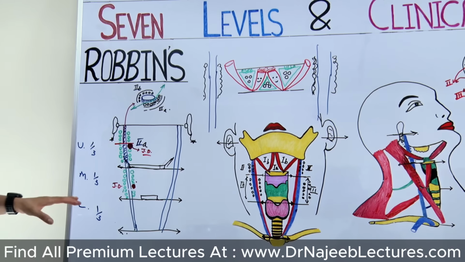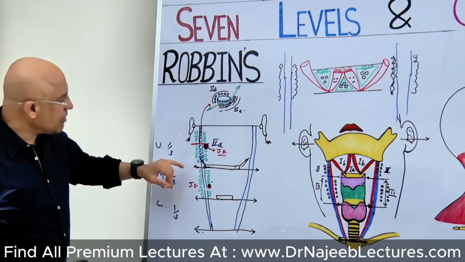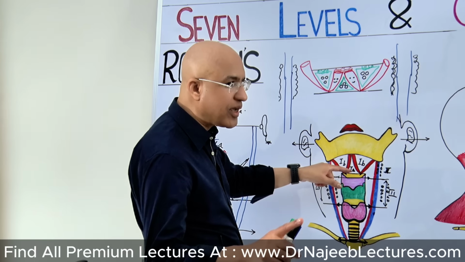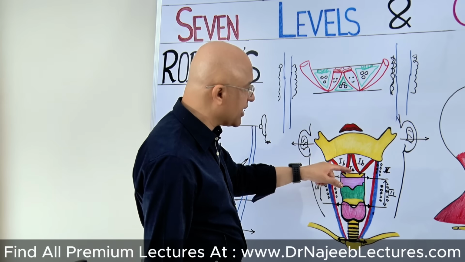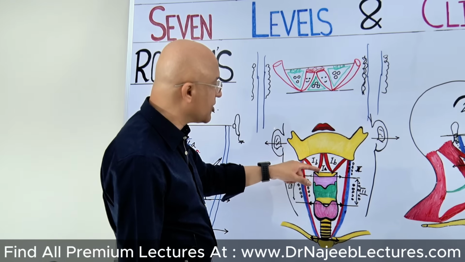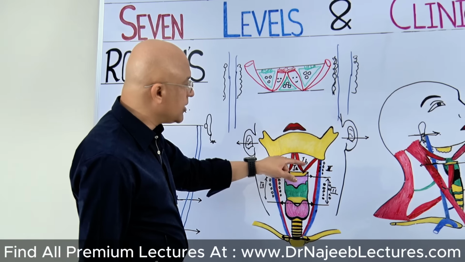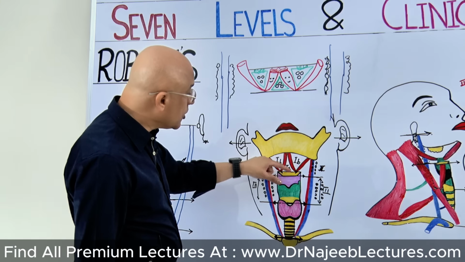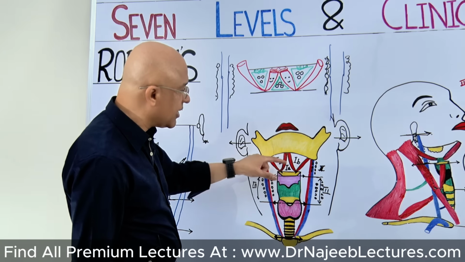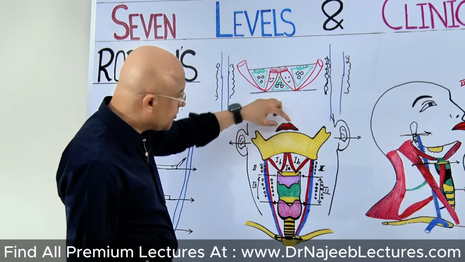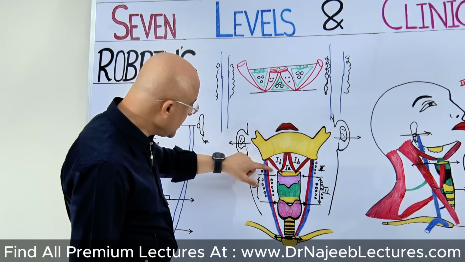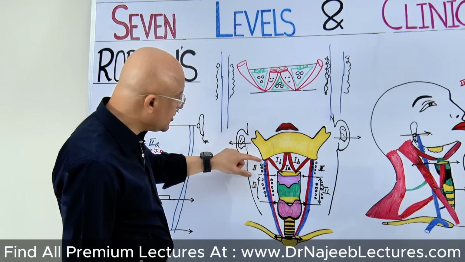Let's come forward. We have done level 1. What was this? Level 1A. Which triangle? Submental triangle, unpaired triangle, single triangle. Then 1B, submandibular triangle. This is a paired triangle. Both of them drain from the floor of the mouth, right? Oral cavity.